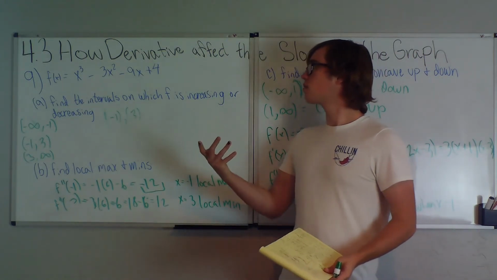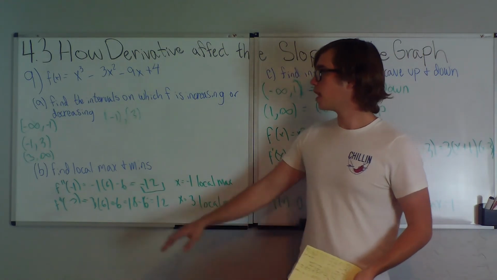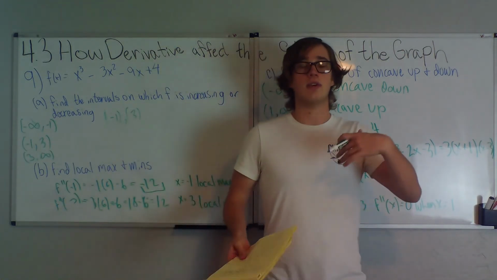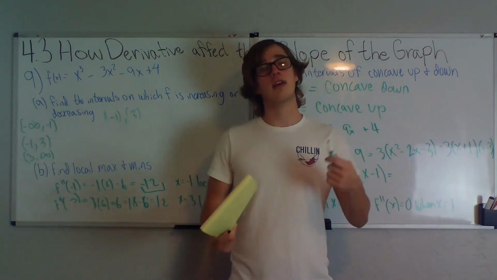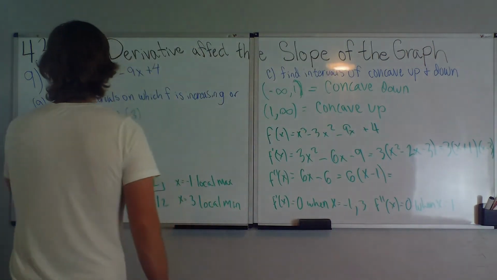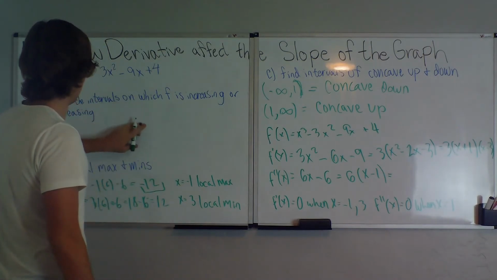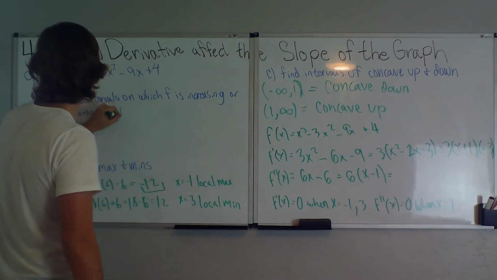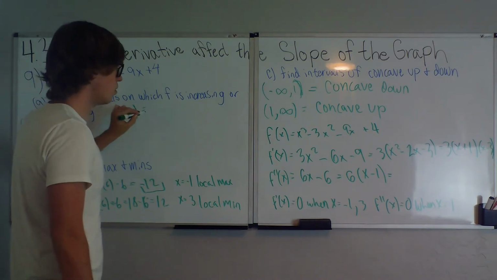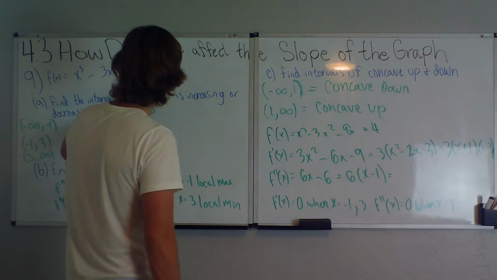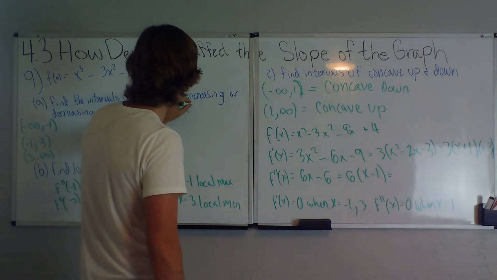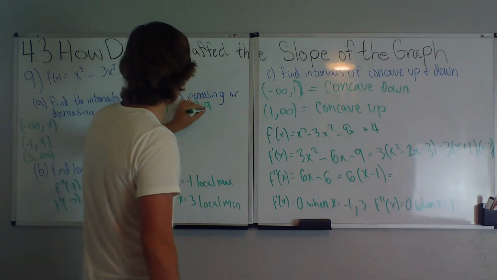And we can do this from our first derivative. If we get a number that is in between negative infinity and -1, if it's negative, it's decreasing. If it's positive, it's increasing. And we do that for each interval. So we'll just plug in f prime of -2. And that is equal to 3(-2) squared minus 6(-2) minus 9.